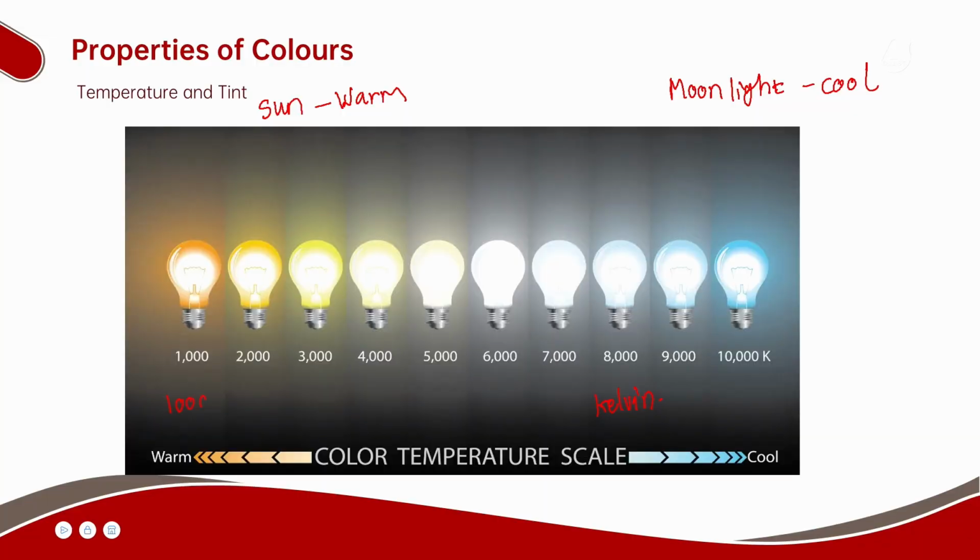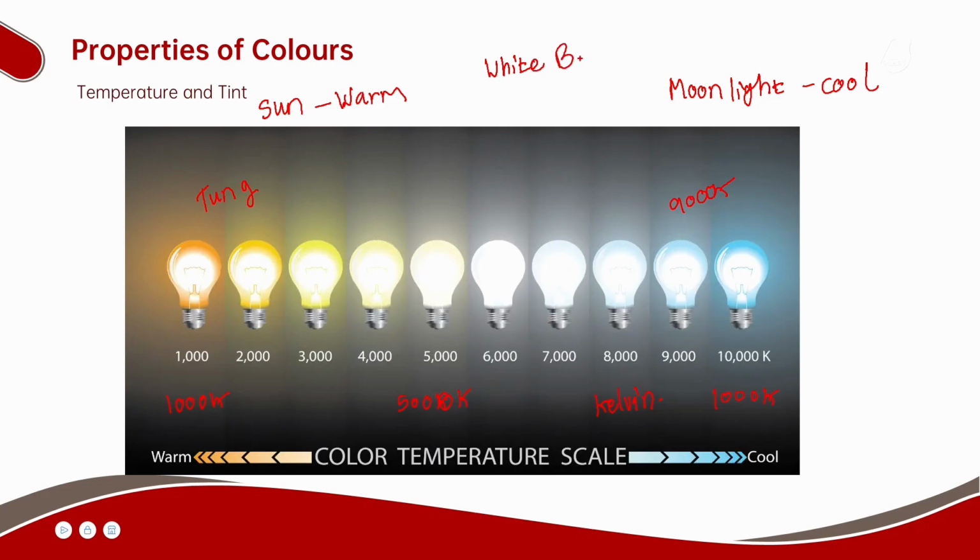and it rises from about 1000 K to about 10,000 K. Okay, so depending on your light source, your temperature differs. It's also important to note that in the camera, you compensate for your temperature using a feature called white balance.